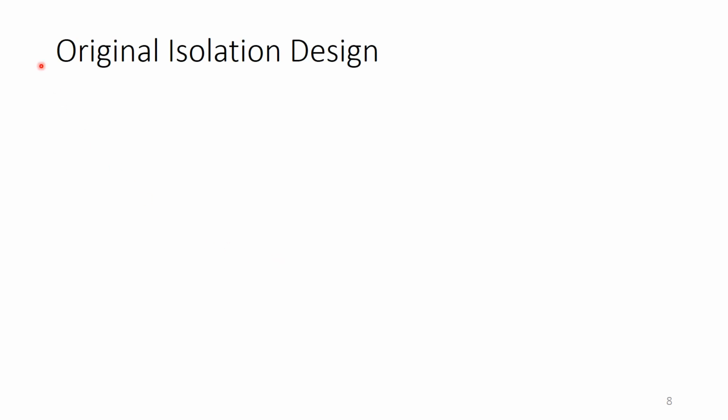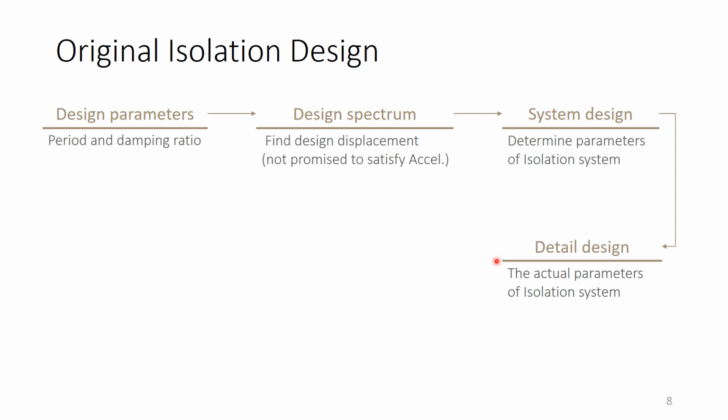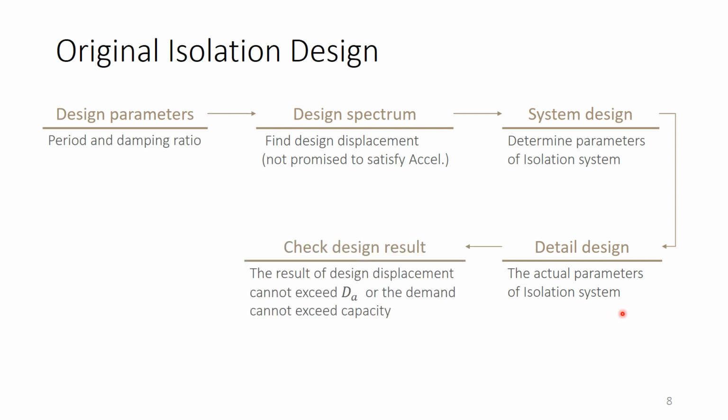So we know that for the original isolation design, first we will choose the design parameters, the period and damping ratio. And next we will draw the design spectrum and then find the design displacement. And then the system design. So we have to determine the parameters of the isolation system. And once we have the system's parameters, next will be the detailed design. So the actual parameters of isolation system will be determined.